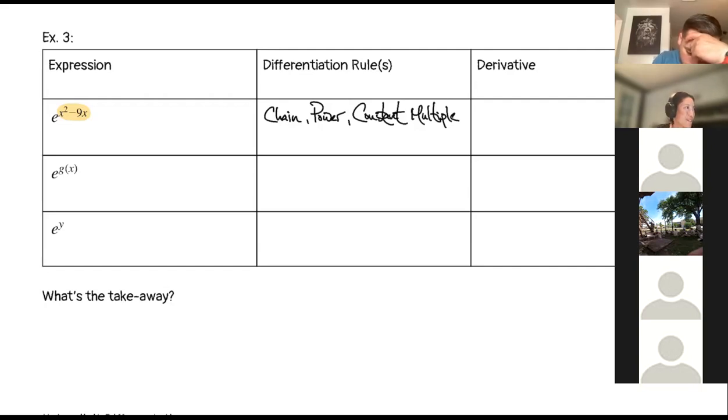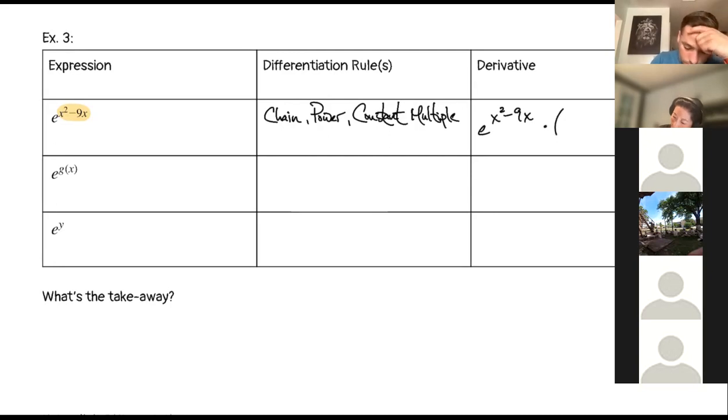All right, what do we think about this derivative then, given those rules? I think we've got e to the x squared minus 9x, like we still have that part. That might be what we consider the derivative of our outside function. Good. And then times, what's the derivative of our inside function? Good, 2x minus 9. Okay. And that would be absolutely fine to leave it like that, okay?